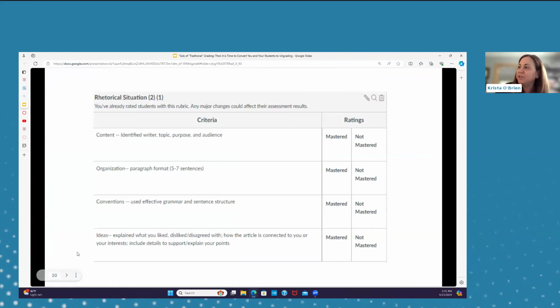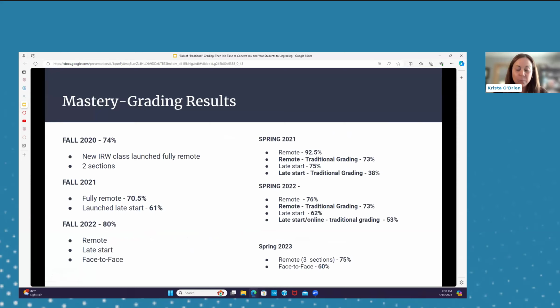So when I first tried this, it happened right after COVID. Actually during COVID, because we were forced to go online. We had never taught any of our developmental classes online before. So we got switched to online. And then we were launching our integrated reading and writing course. So I not only was launching in person or online, I was also launching a new course.